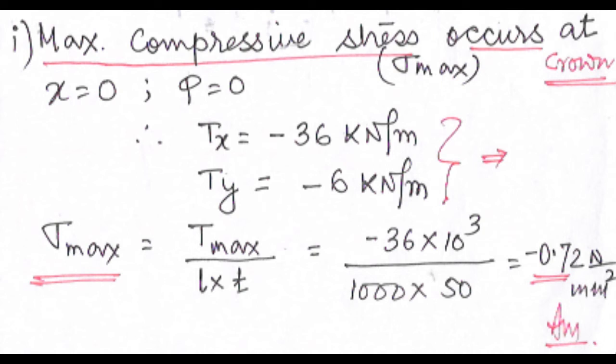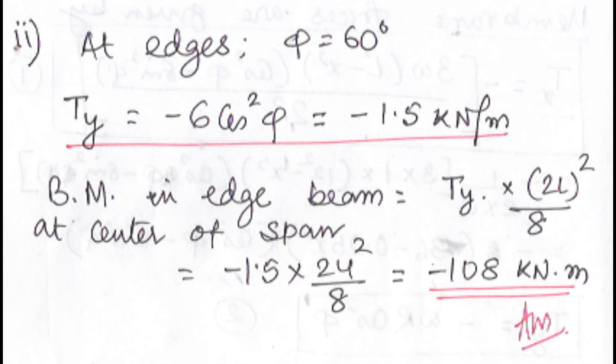Per meter length means 1 meter equal to 1000 millimeter, and the thickness of the shell was given as 50 millimeter, so put it as 50. Both 1000 and 50 are in millimeter, and 36 into 10 cube is in Newton. So the unit will be Newton per millimeter square, and the value comes as minus 0.72 Newton per millimeter square. Now at the edge of the shell, the phi value will be the semicentral angle, that is 60 degree.